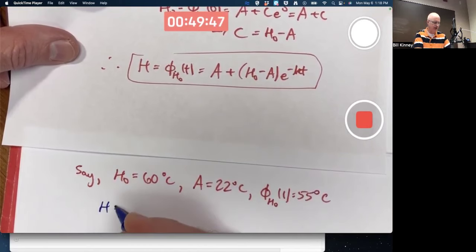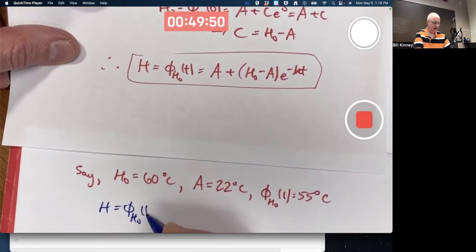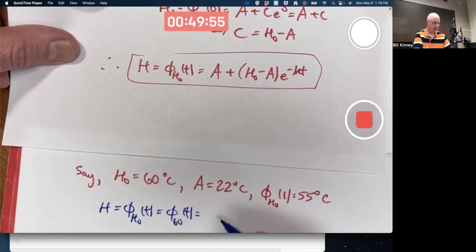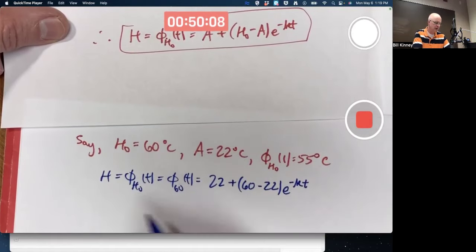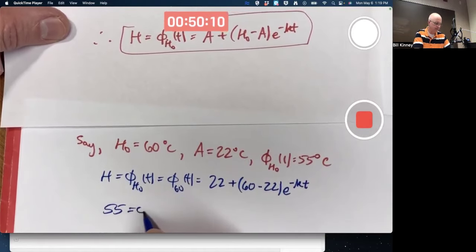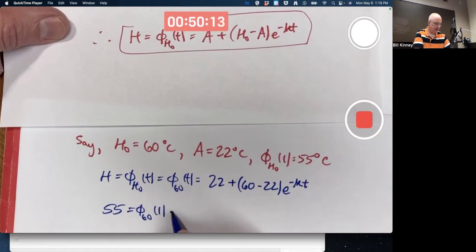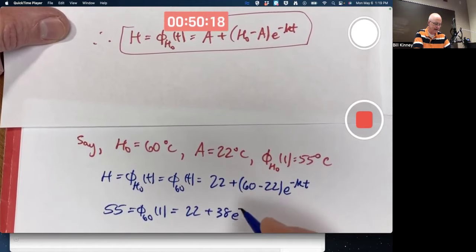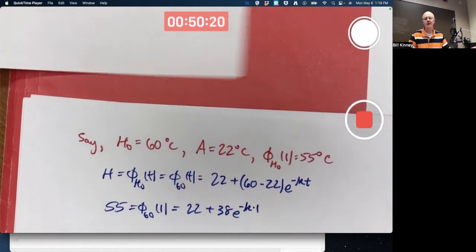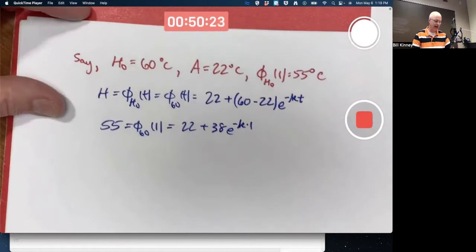Using this information, h is going to be phi sub h naught of t, which will be phi sub 60 of t, since h naught is 60, will be 22 plus, in parentheses, 60 minus 22, e to the negative k times t. Then use the other piece of information to figure out what K is. We have to solve that equation for K.